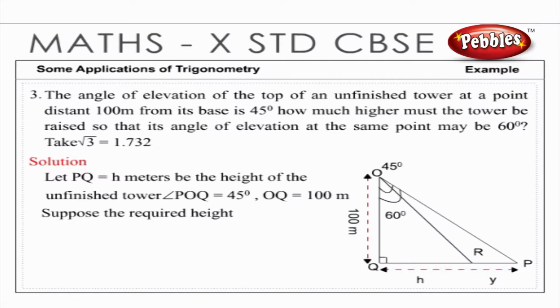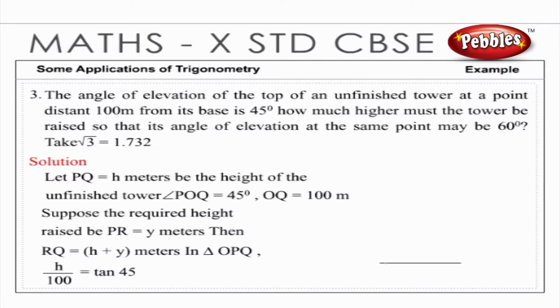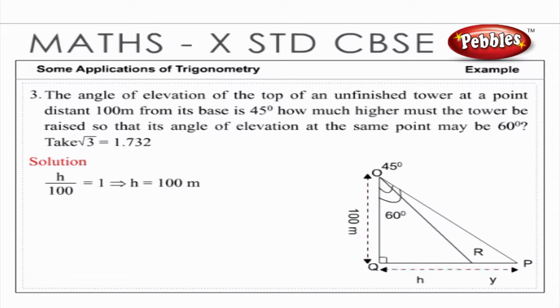From the figure, angle POQ is equal to 45 degree and we are given that OQ is equal to 100 meter. Suppose the required height raised be PR is equal to y meters. Then RQ is equal to h plus y meter. In triangle OPQ, h by 100 is equal to tan 45. h by 100 is equal to 1, implies h is equal to 100 meter.